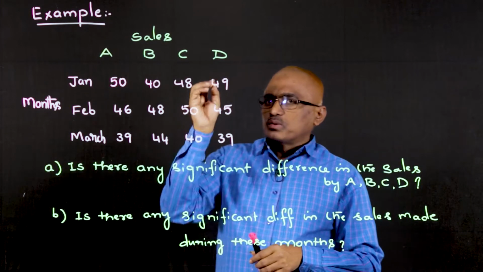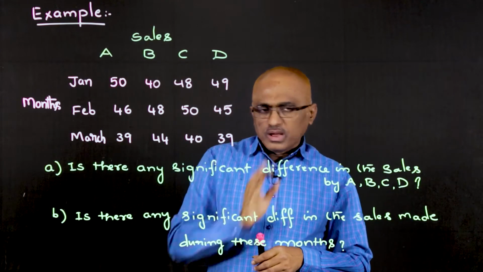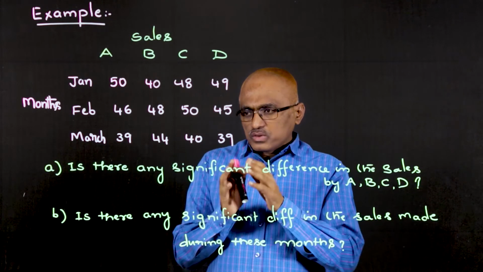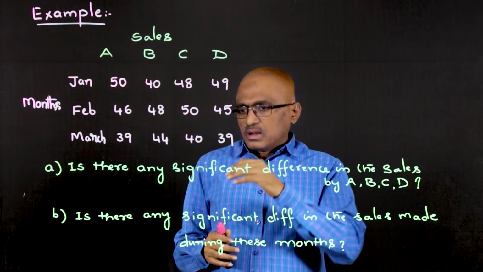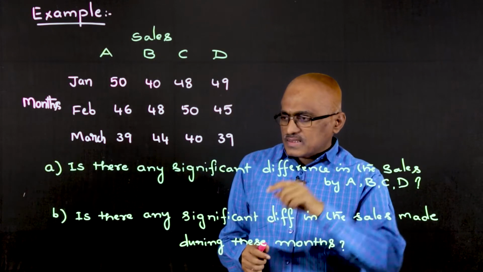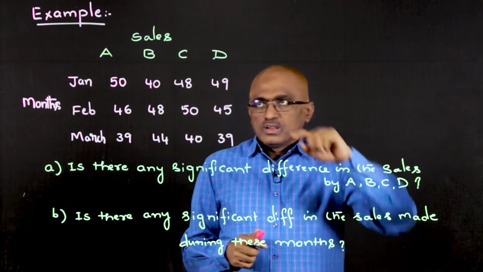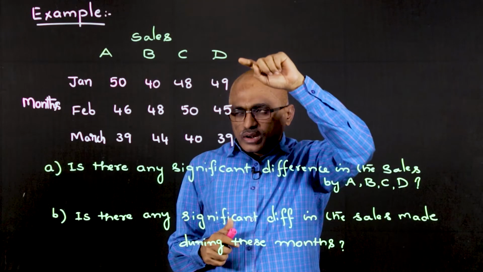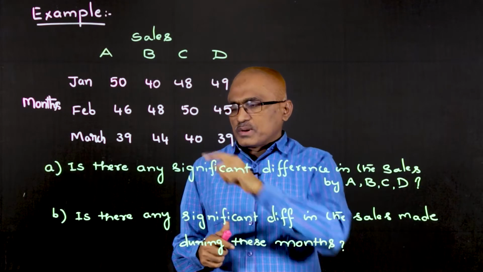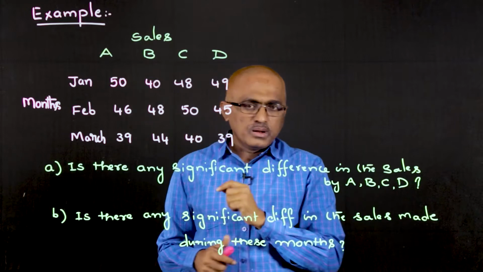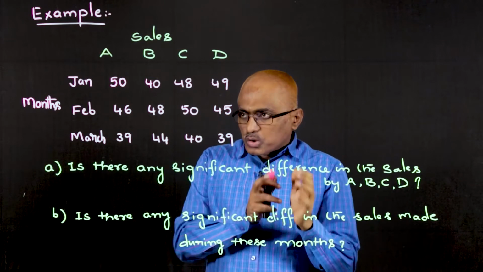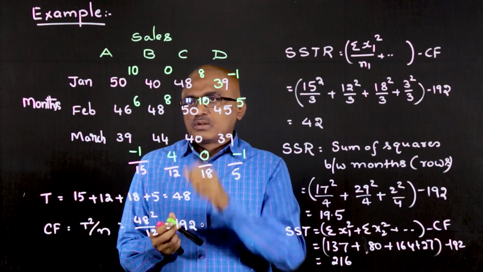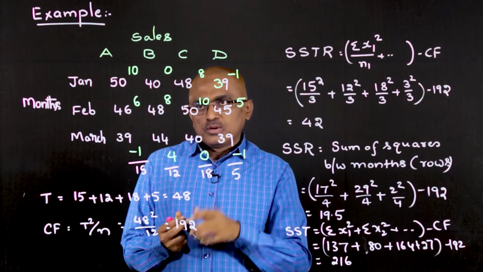Therefore, we have to use the two-way ANOVA. So by using two-way ANOVA, we can answer the two questions. That is, is there any significant difference with respect to sales done by 4 different teams, and also with respect to the months Jan, February, and March. Okay. So we'll see how to do it. Now we'll try to solve this problem by using ANOVA.